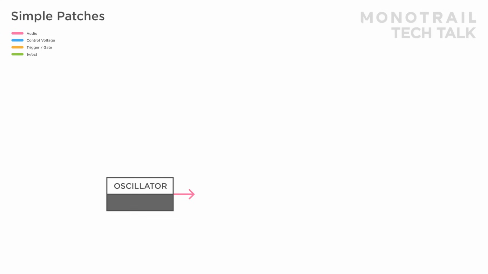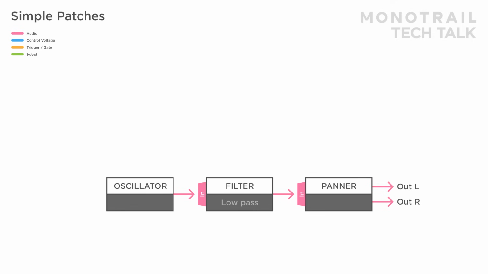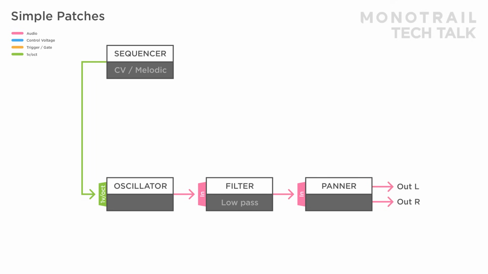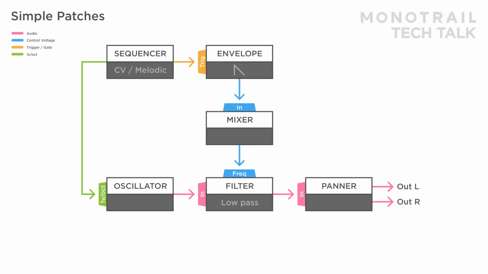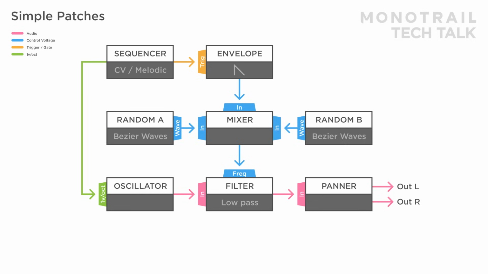Here's the same concept in a simple voice with oscillator, filter and panner. A sequencer is tuning the oscillator and triggering an envelope which is sent through a mixer and modulating the filter. The mixer is used so the two random waves with different speeds can be added modulating the filter. An inverted wave output is used to modulate the panner for some added stereo width.